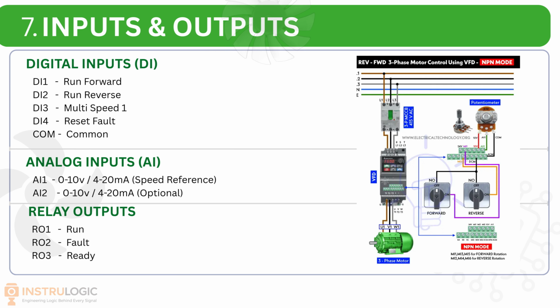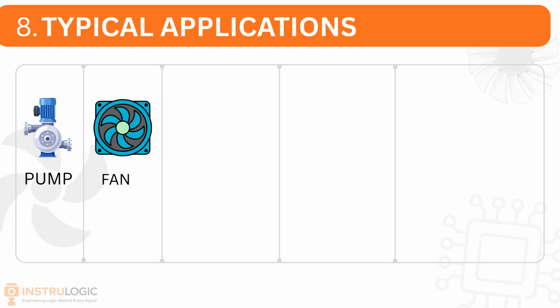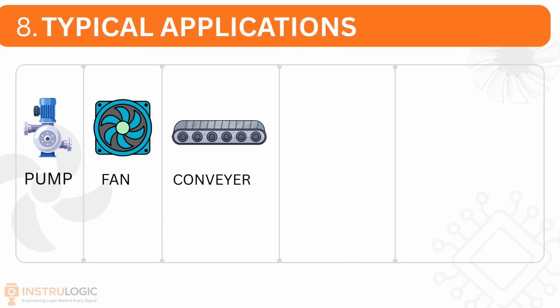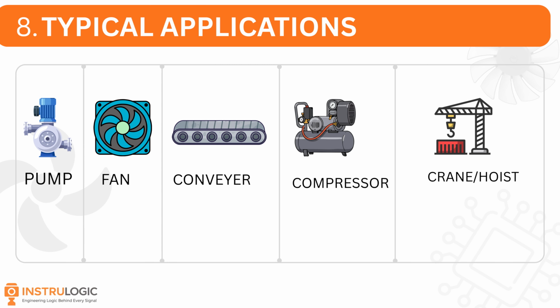Now let's explore some of the most common applications of VFD in industry. VFD are widely used with pumps to control flow and save energy, and with fans to regulate airflow based on process demand. They are also used in conveyor systems for smooth speed control, compressors for efficient pressure management, and cranes and hoists for controlled acceleration, deceleration, and positioning. Because of their flexibility and energy-saving capabilities, VFDs have become an essential component in modern industrial automation systems.